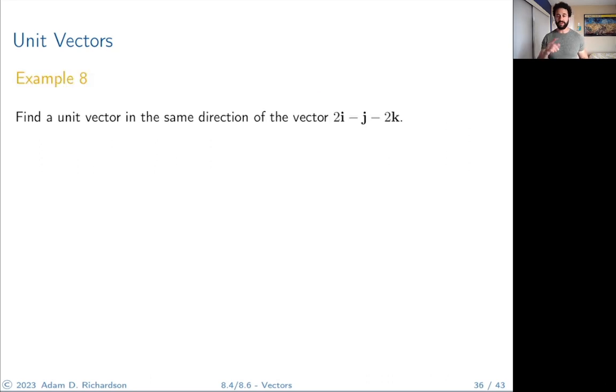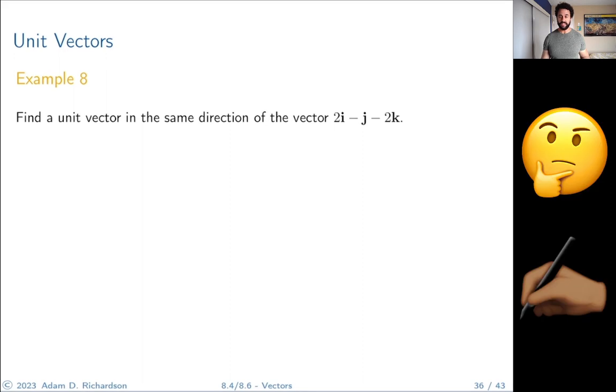All right, now I want you to try. So see if you can find a unit vector in the same direction of the vector 2i minus j minus 2k. Try it yourself, and then we'll do it together.